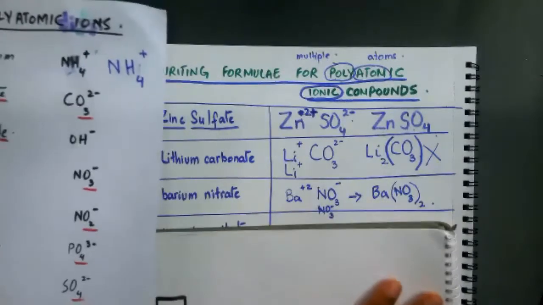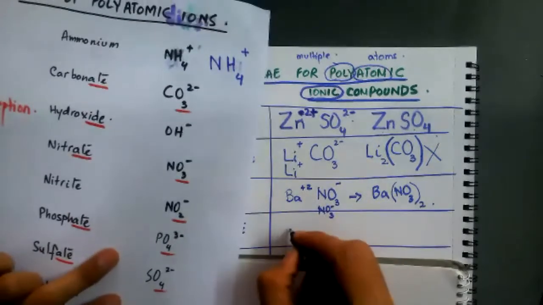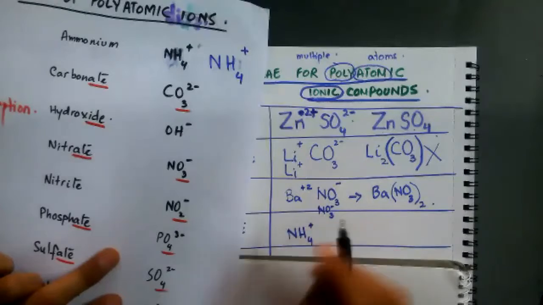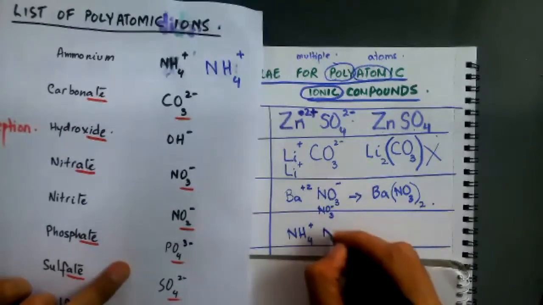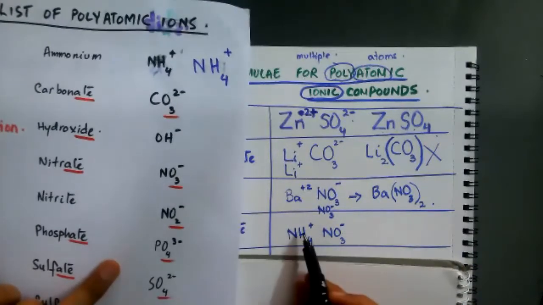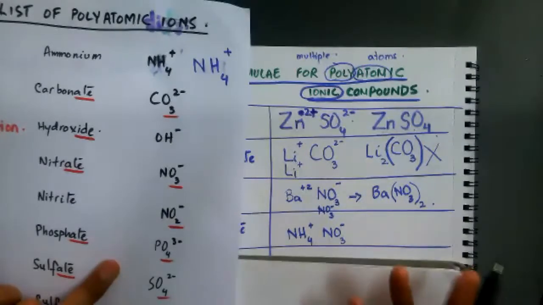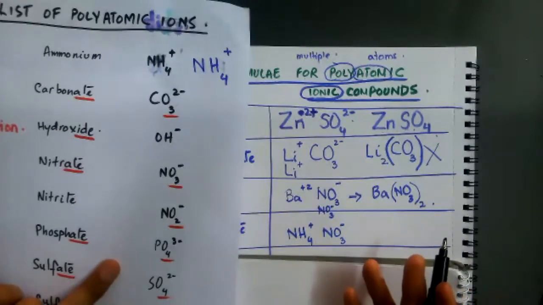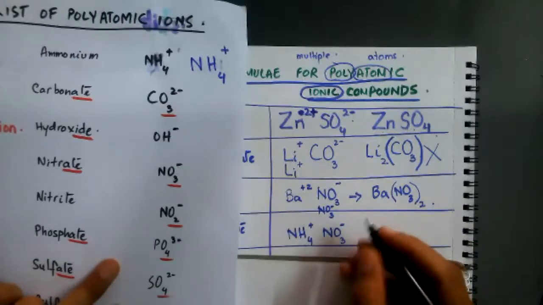Okay. So what is ammonium? NH4+. Very good. And then nitrate. NO3-. Very good. So is this balanced? No? Oh yeah, sorry. Yeah, they're balanced. +1, -1, balanced. So no need to add anything. Okay, so can you help me write the final formula without the charges?